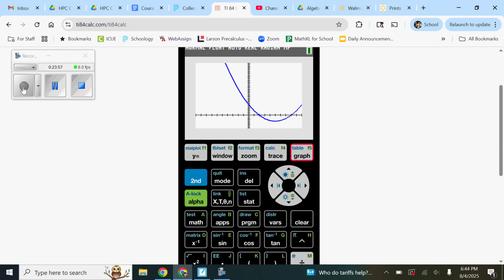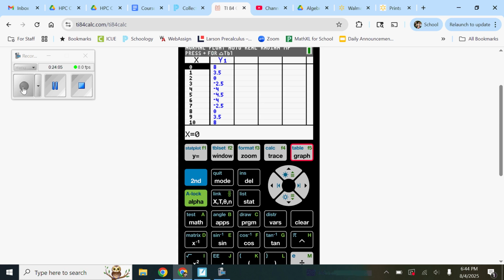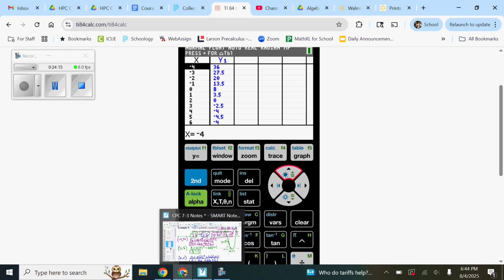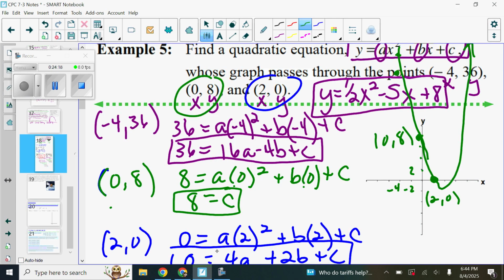All right, so let's take a peek at that and see if that looks a little bit better. So we're going to go to our graph. So we have our 2, 0. We have our 0, 8, and then -4, 36. But again, if you go to your table, you can probably see some of those really well. There's your 0, 8, 2, 0. If I go back to -4, there's my 36. So I know that I'm writing the equation that fits those 3 points. So it's a really cool way to kind of double check. So we can double check what those values look like. 3 unknowns, 3 equations.